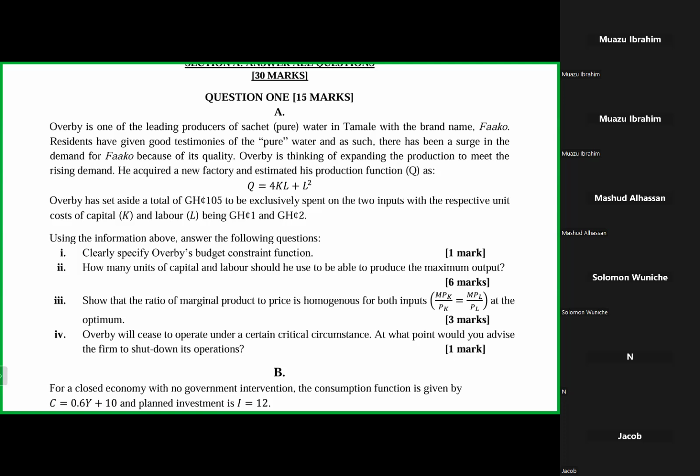Okay, now we are going to do Roman number 1, Roman number 2, Roman number 3. For Roman number 4, we are yet to do it. It's under market structures. Now, with this particular question, I hope you have written it.